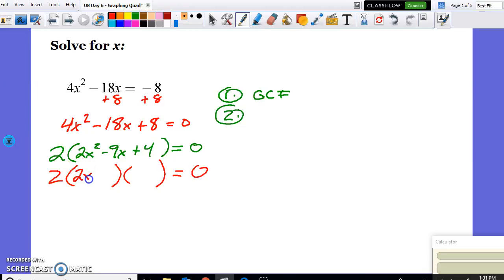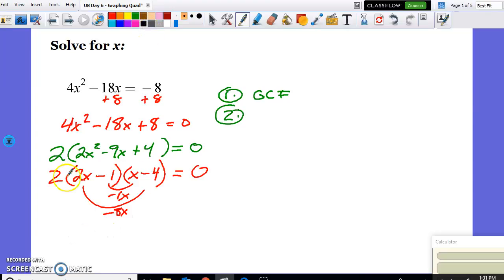So I will multiply 2x times x to get 2x squared. I know that to multiply to be 4 and add to be negative 9, both of these need to be negative, and I'm going to start with a 1 and a 4. I'll double check to make sure that I picked the right combination, and I know that I have because negative 1 and negative 8 make negative 9.